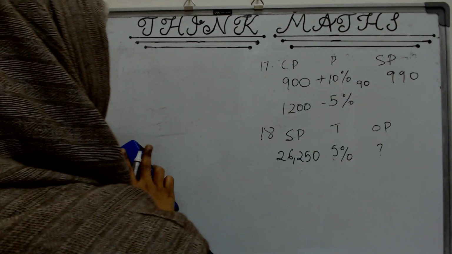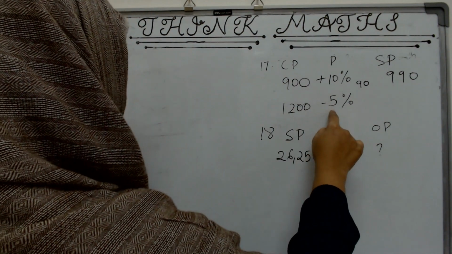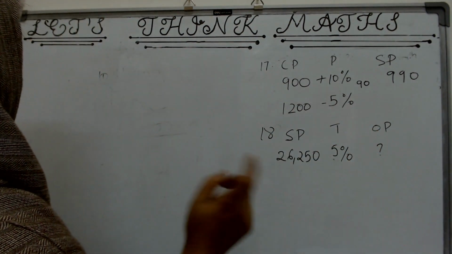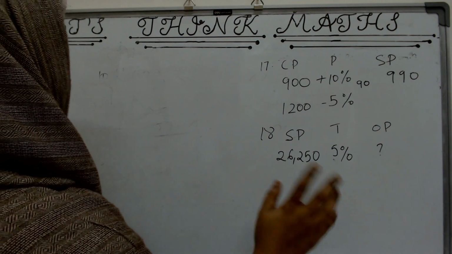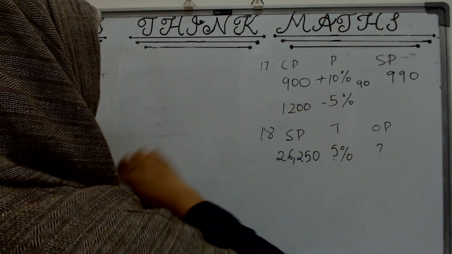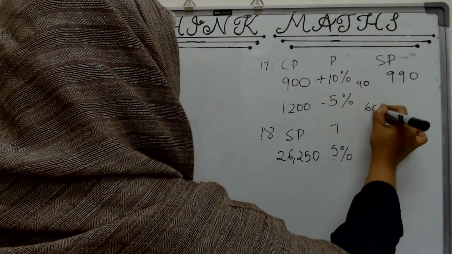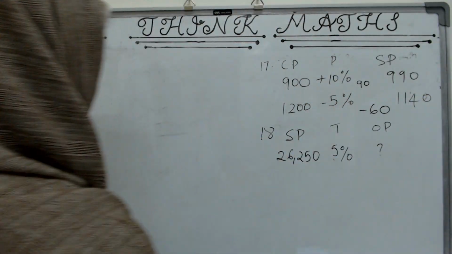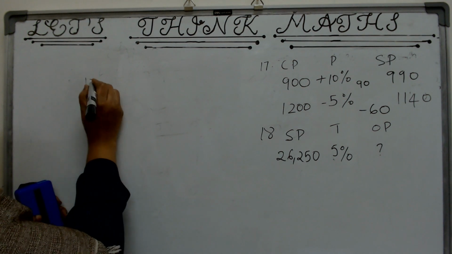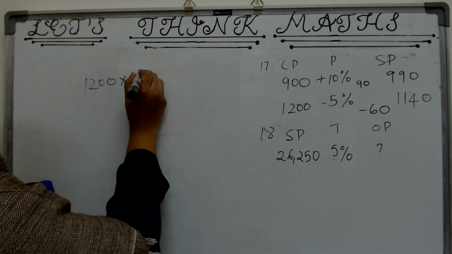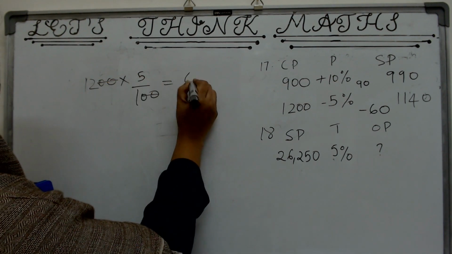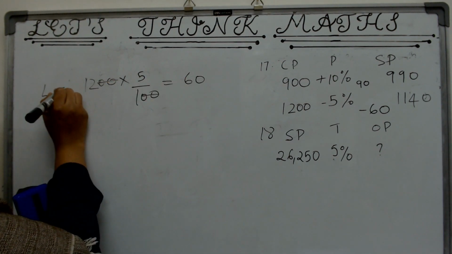For every 100, he lost 5 rupees. So there are 1200. So that means what? He lost 12 into 5, which is 60. He lost 60 rupees. So that means how much did he get? So this is how much he got. You can do it formula-wise also. You can do it as mental mathematics or you can do it in formula. This is his loss.